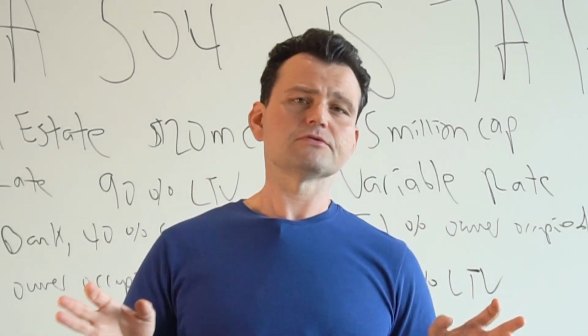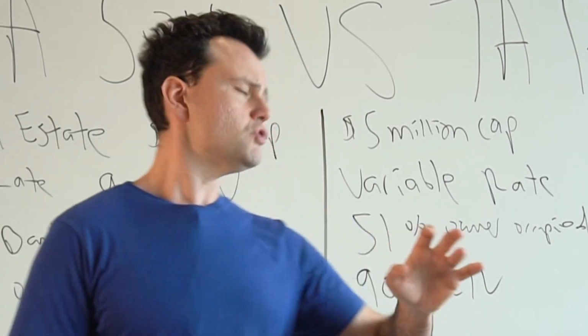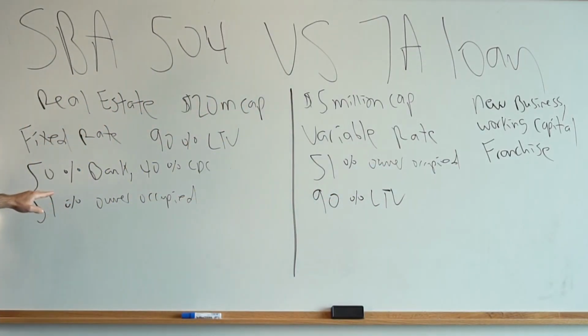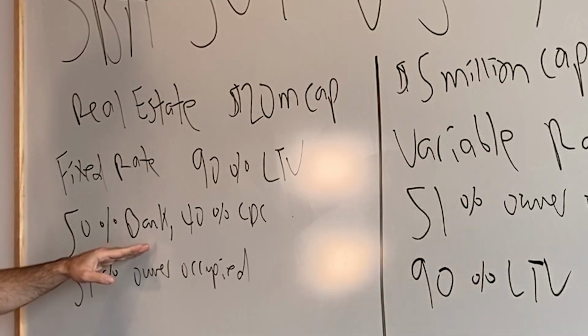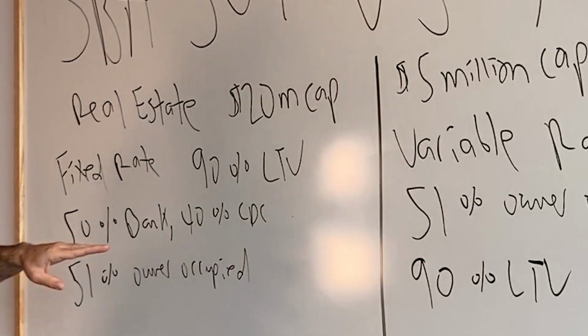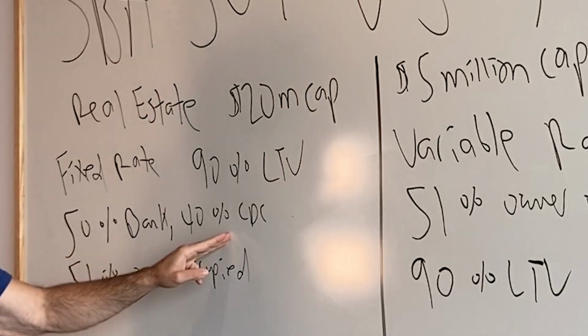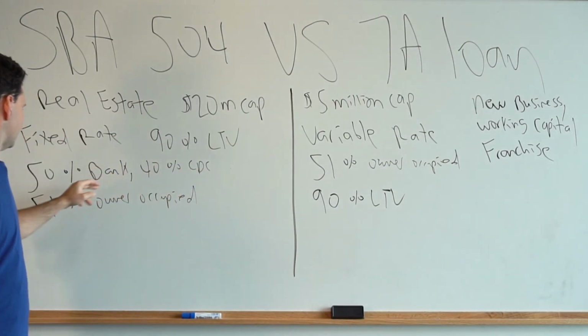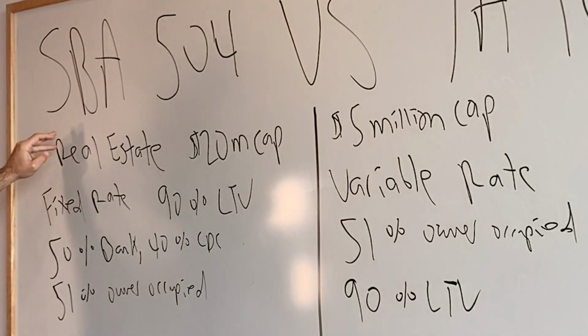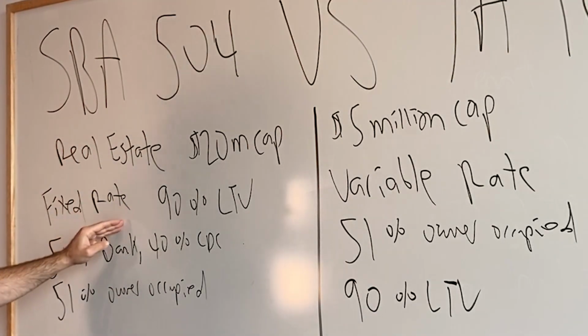I've done other videos on the SBA loan. Usually the way it works is, as I put right here, 50% first lien is done by a bank. Like us, we can make the loan to you. Then 40% is done by the CDC, and then you put the remainder, the 10% down. The other thing is that the 504 is also a fixed rate loan.